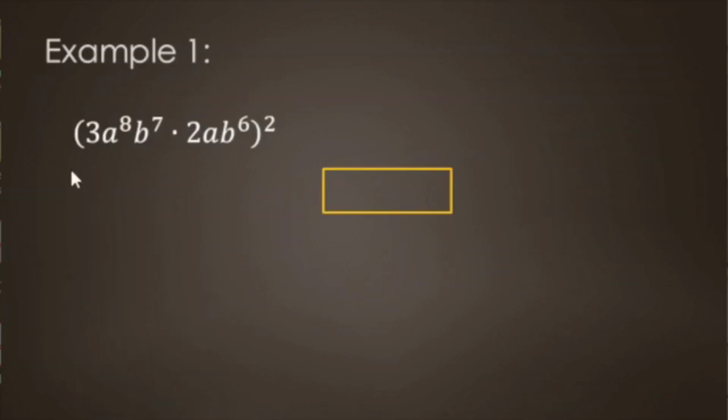So here we go with 3a to the 8th, b to the 7th times 2ab to the 6th, all to the second power or squared. So we're going to start out by cleaning up what's inside the parentheses. So we'll start out with just the regular numbers. We have a regular 3 times a regular 2 makes a regular 6.